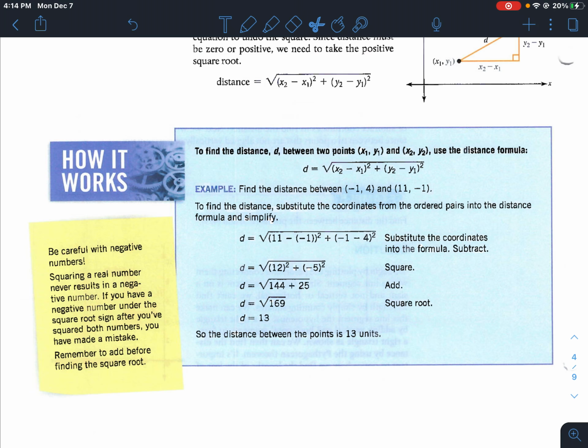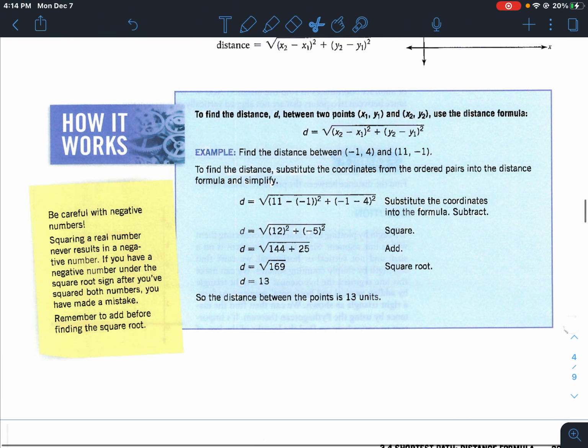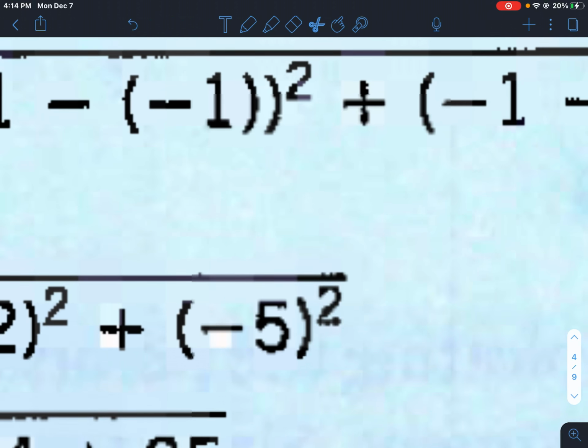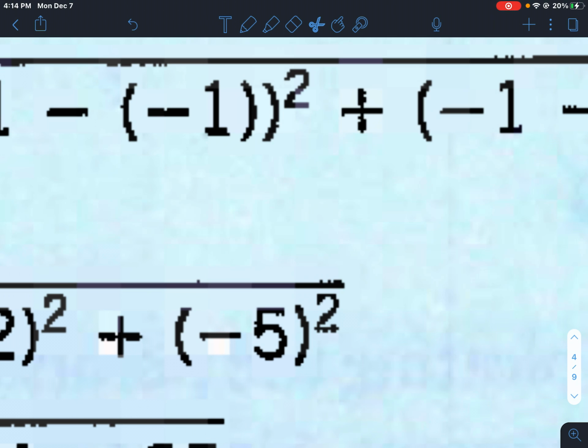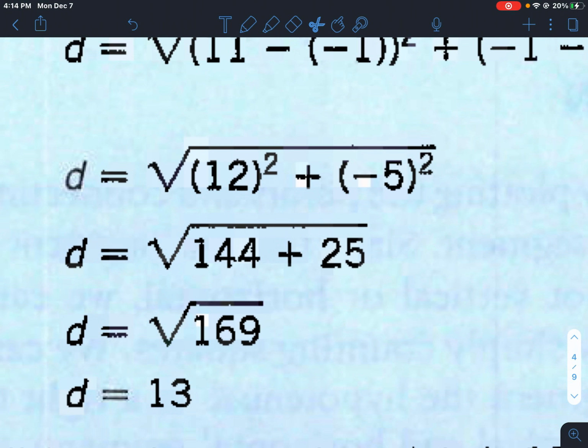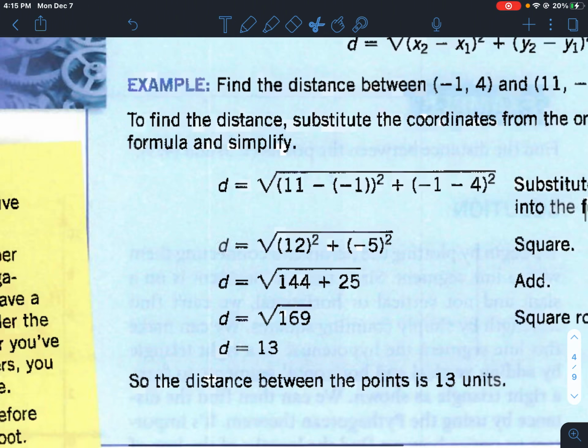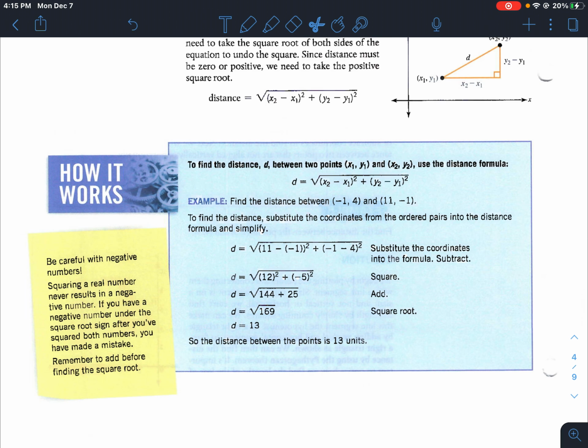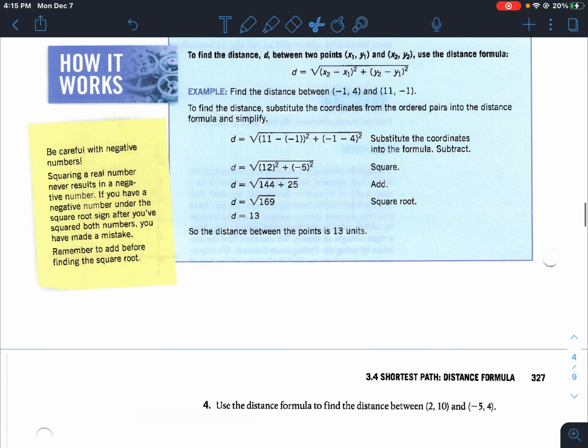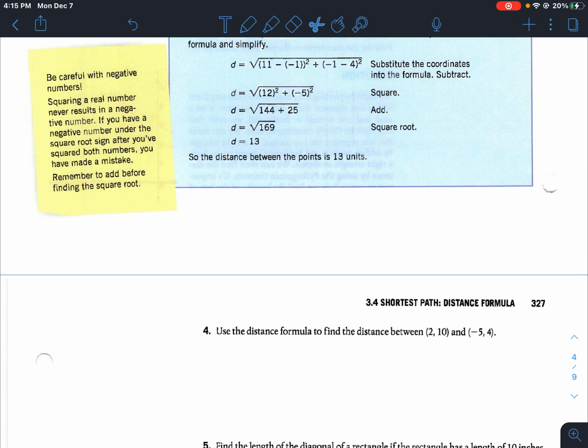Here's an example of how it works. The only thing to make note of is to be careful with the negative numbers. Squaring a negative number will result in a positive number, because like (-5) squared, -5 times -5 is a positive 25. So that's probably the most common mistake that I see with these. Otherwise, most students are just fine with these.